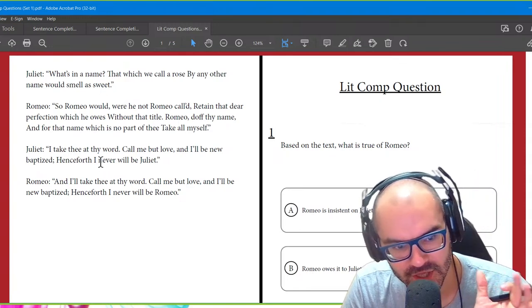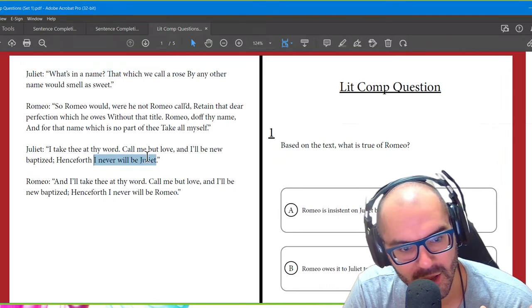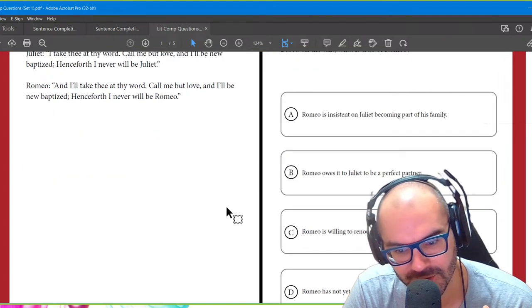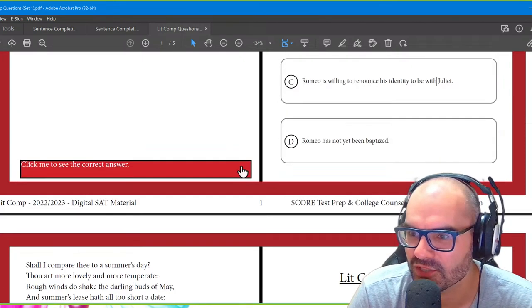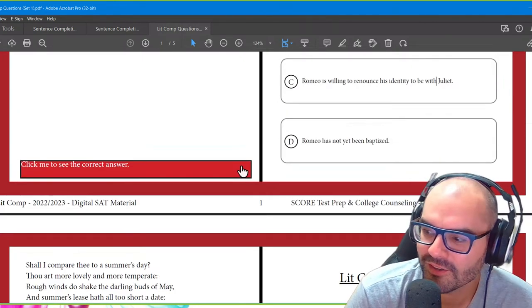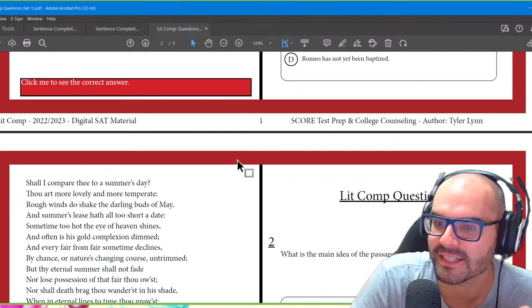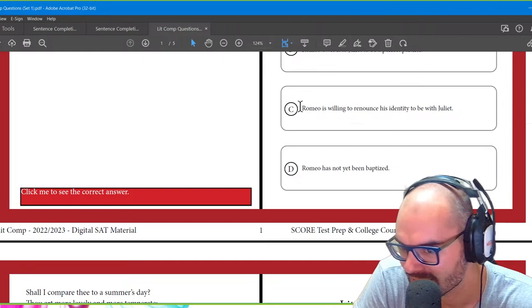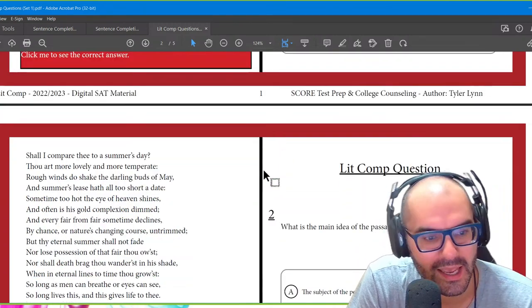So by just focusing on this stuff that I understand, like, okay, the name's not important. I won't be me and you won't be you. So the idea is renounce your identity, right? That makes sense. I'm willing to change my name to be with you because clearly the name is the problem with the families. And again, if you know more about the text, if you've studied this, that's easier, right? But if you don't, you kind of have to read between the lines.